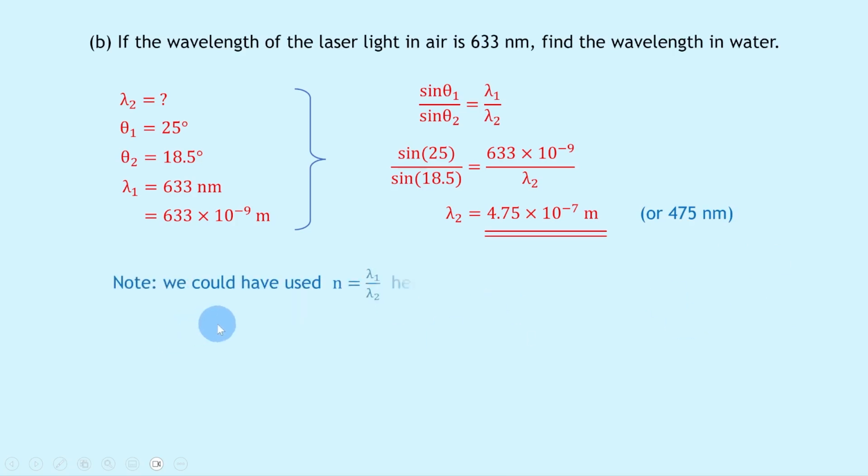And it says to note that we could have used n equals lambda 1 over lambda 2 here instead, since we knew what n is for the denser medium, 1.33 for the water.